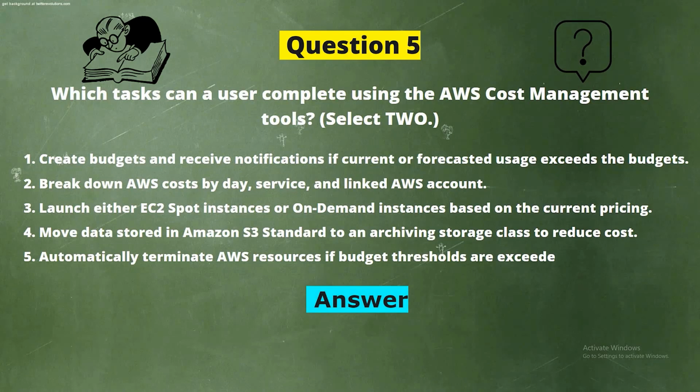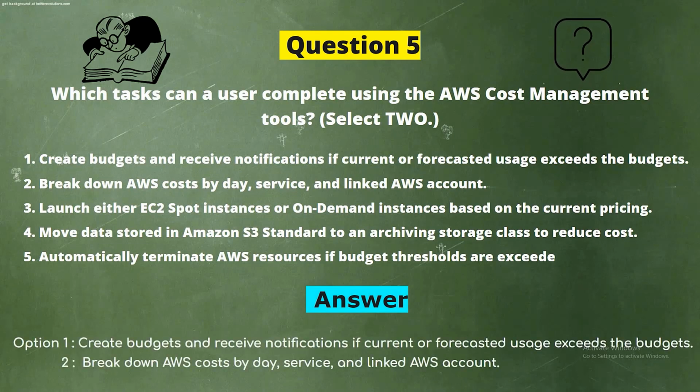And the correct answers are: Option 1. Create budgets and receive notifications if current or forecasted usage exceeds the budgets.